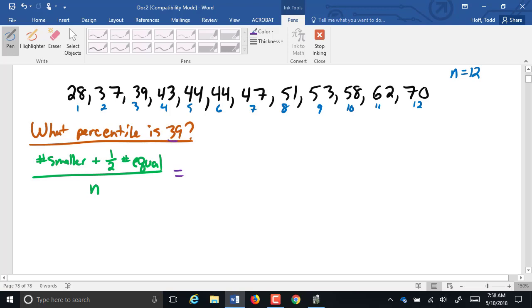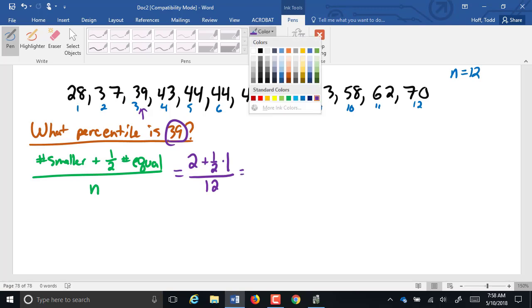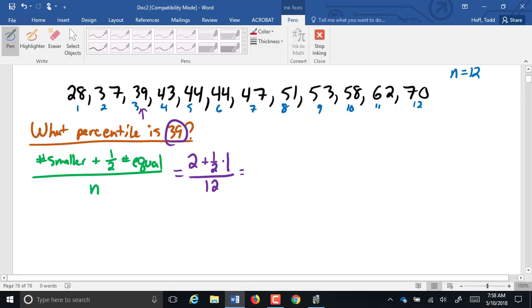Well, percentile 39. Here's 39. How many numbers in this list are smaller than 39? 2, plus 1/2. How many are equal to 39? 1, over n, which is 12. So 2 plus 1/2 times 1. Well, what's 1/2 times 1? 1/2. 2 plus 1/2, 2.5 over 12, which gives us 0.208. We're going to round to 0.21. That is the 21st percentile.